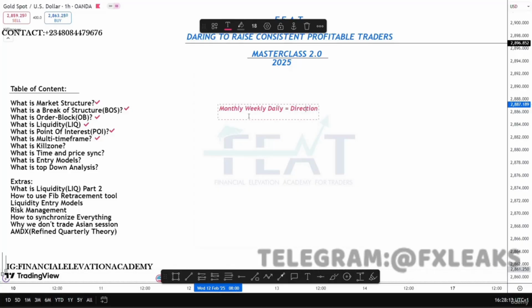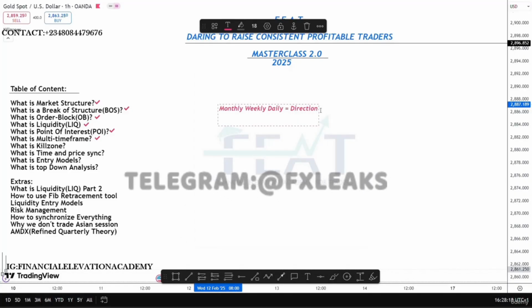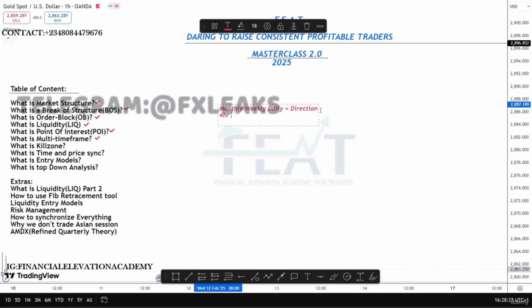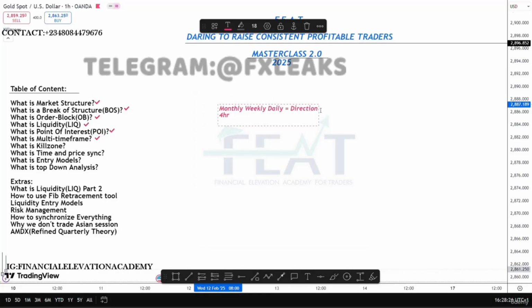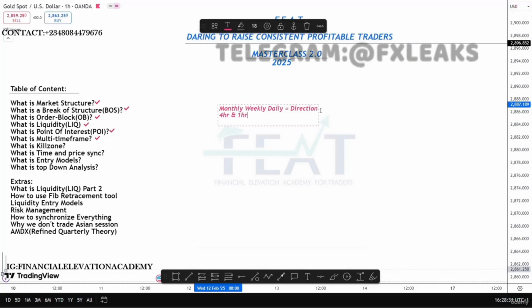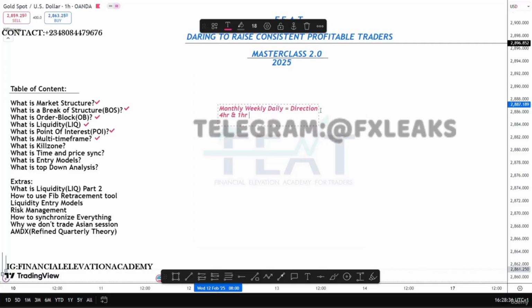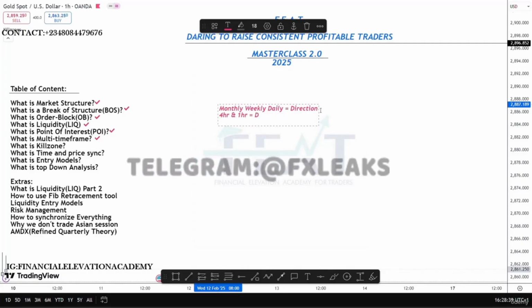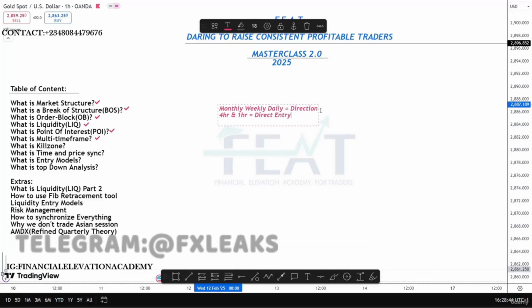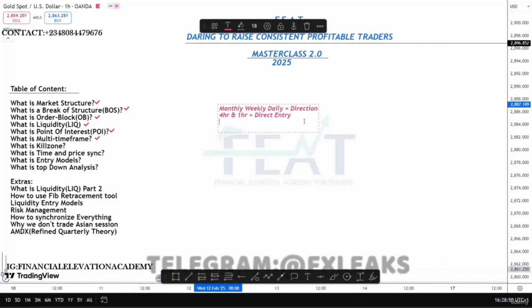Now, we use the 4 hours time frame and the 1 hour time frame for direct entry.